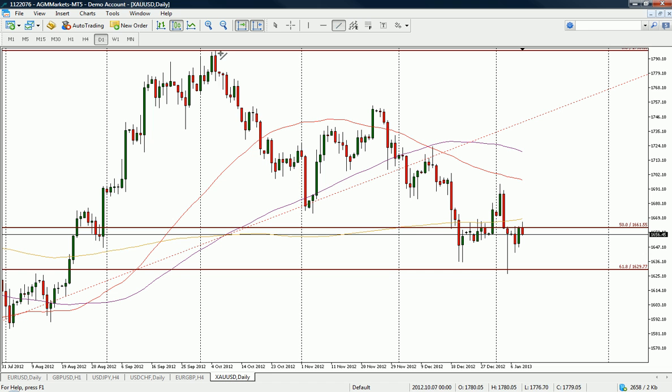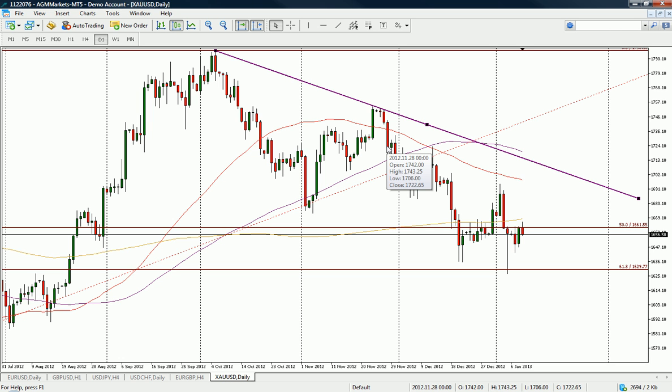The other thing I'd keep an eye out for is the trend line resistance here. If we do get any big rip towards the upside, that's one to definitely look out for, because that's been playing out very nicely.